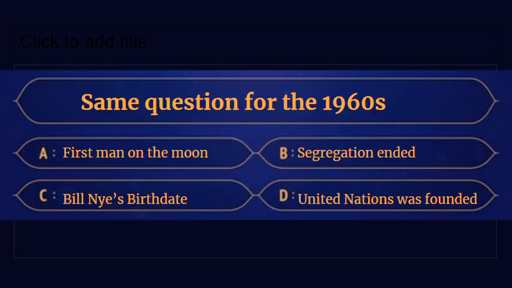Our next question, so this is the same question, what was most notable in the 1960s? A, the first man on the moon. B, segregation ended. C, Bill Nye's birth date. Or D, the United Nations was founded.